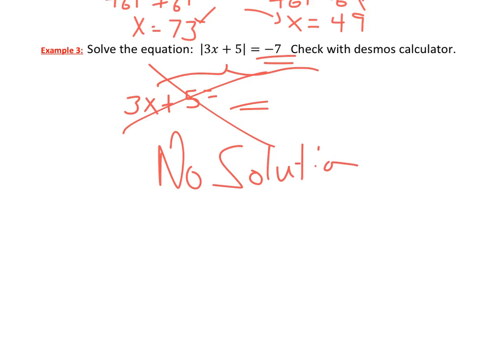If we go ahead and graph this on Desmos, and I'm just going to sketch a graph, the equation will look something like this. That will be the first line. The negative 7 will be down here. And you can see that they don't intersect, therefore there won't be any solutions. So you can graph that on Desmos to verify if you'd like.